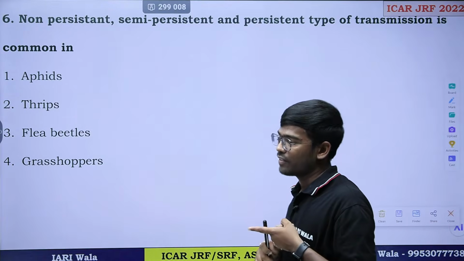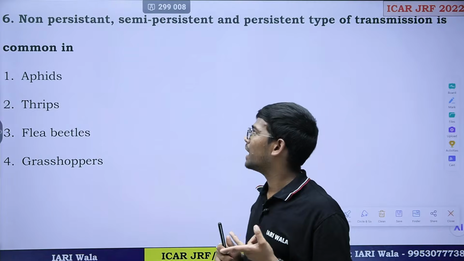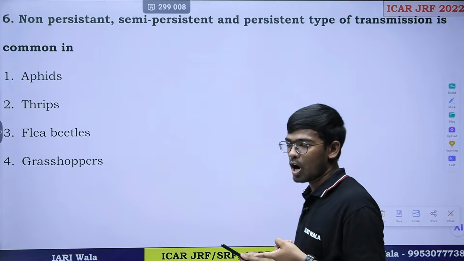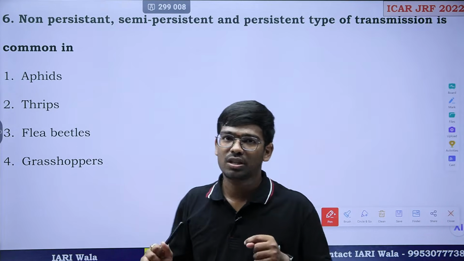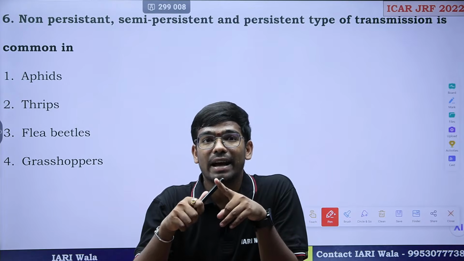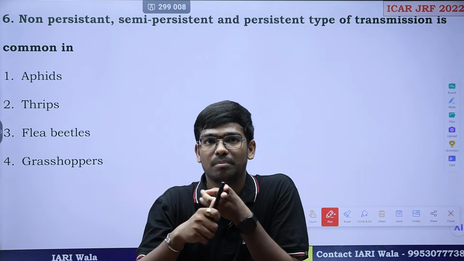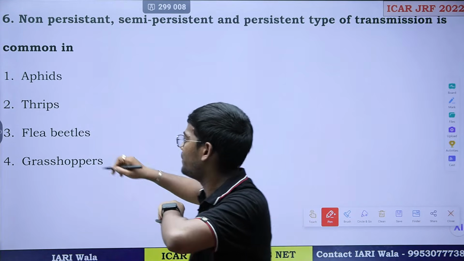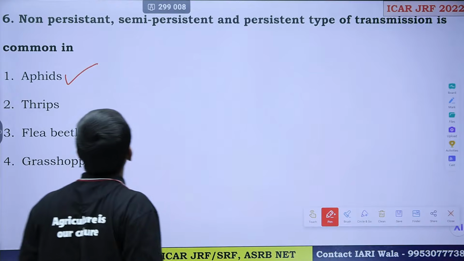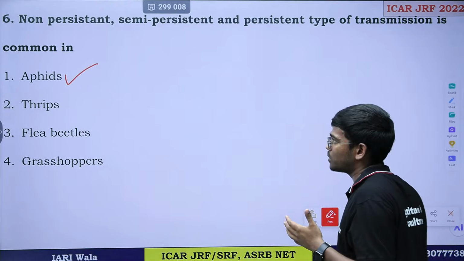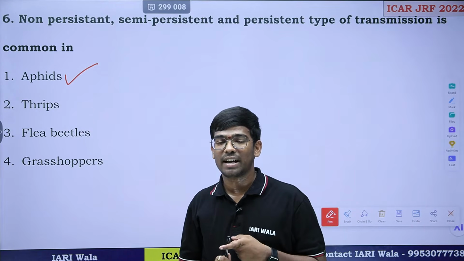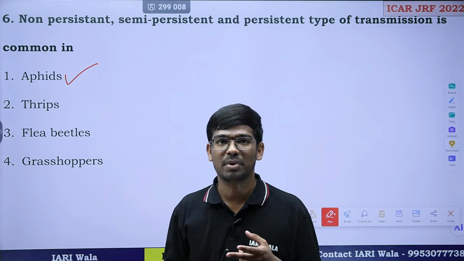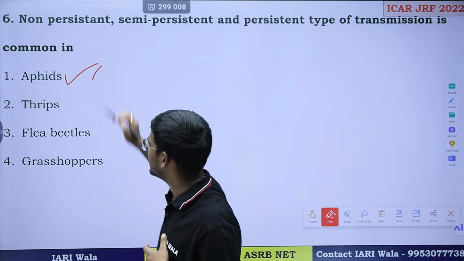So we know the vector transmission will be of 3 types: non-persistent, semi-persistent, and persistent. These types of transmission are common in aphids mostly. Aphid is the insect which can transmit non-persistent, semi-persistent and persistent vector transmission. So here the option is aphids. Okay. So remember this point: one insect which can transmit viral vectors easily in 3 ways, that is non-persistent, semi-persistent, and persistent. So that is aphids.